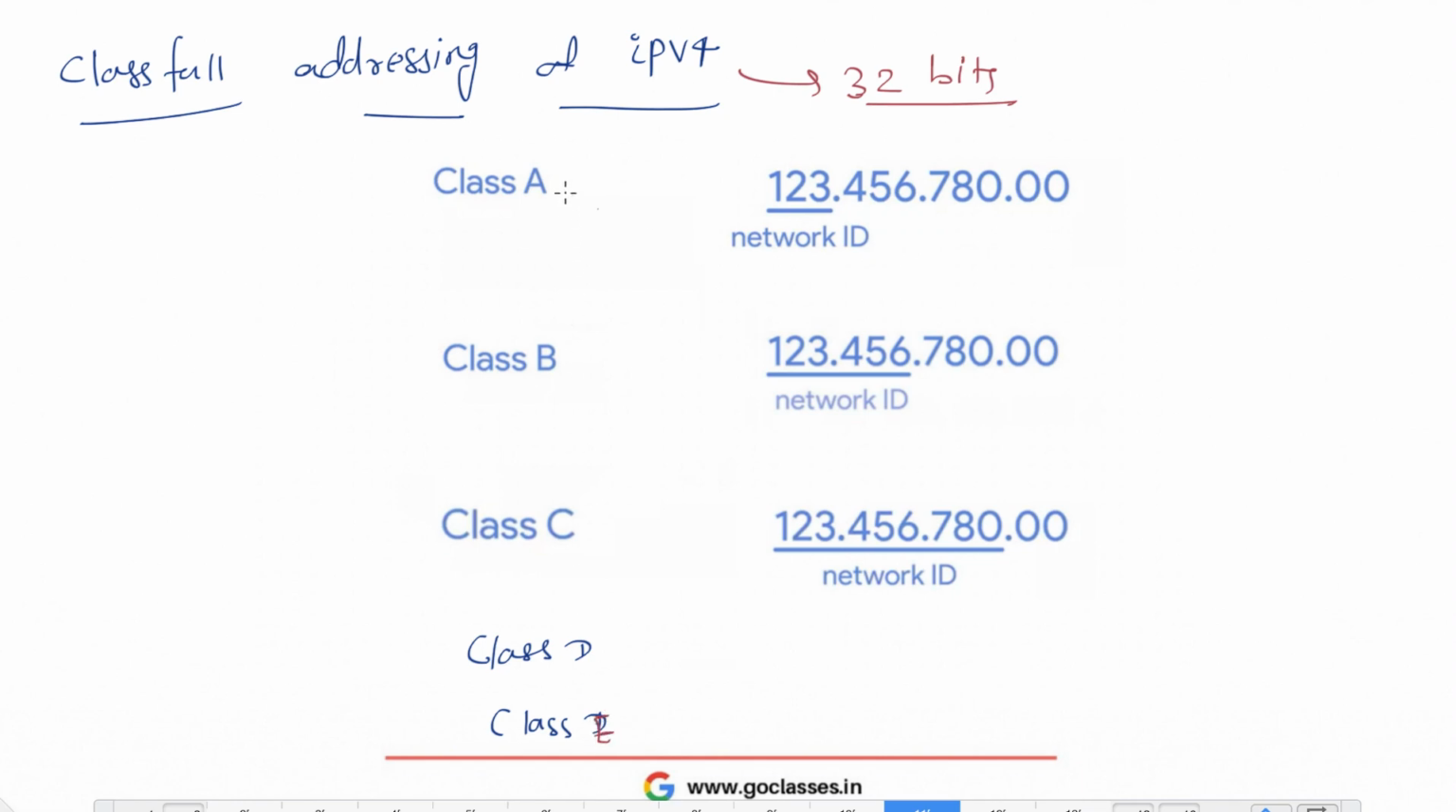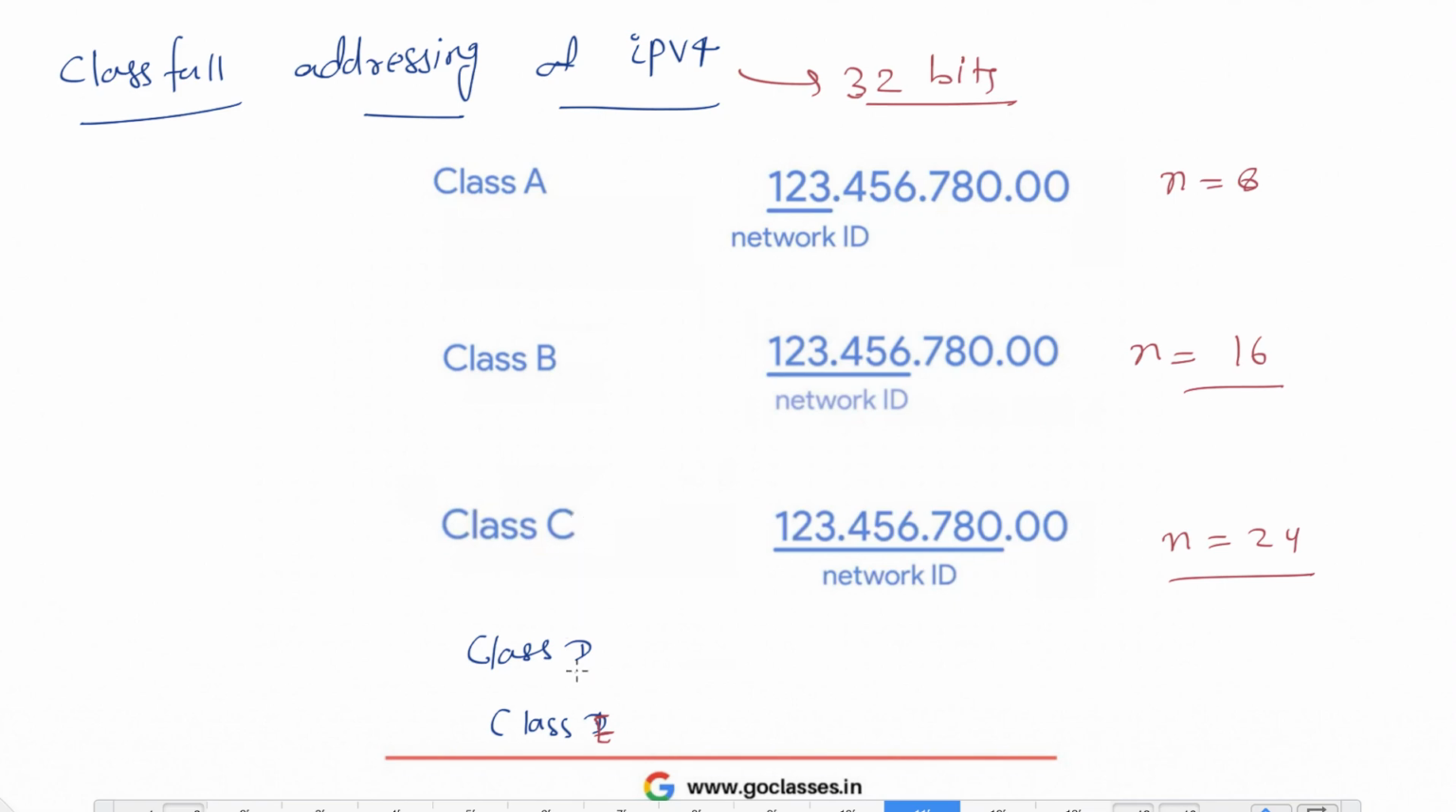Class A says that if n equals 8, which means you are giving 8 bits to the network ID, then those kinds of addresses fall under class A. If you are giving 16 bits to the network ID, then those addresses fall under class B. If you are giving 24 bits to the network ID or 8 bits to the host ID, then those addresses fall under class C.